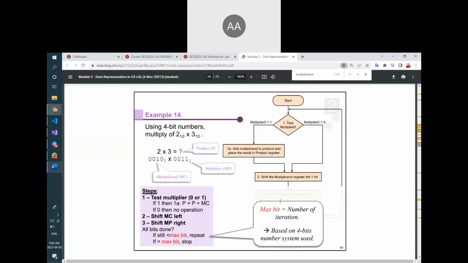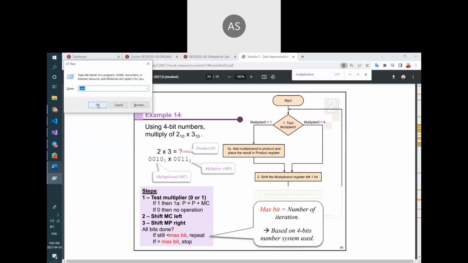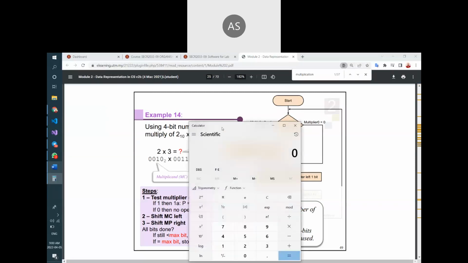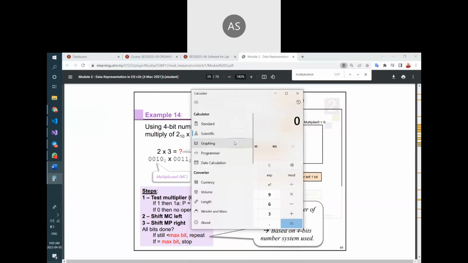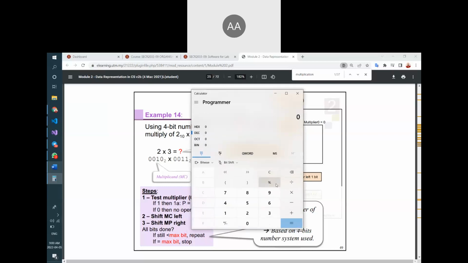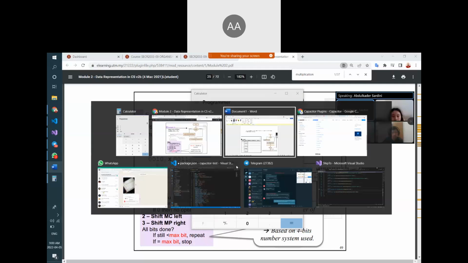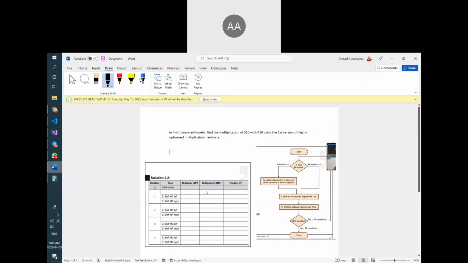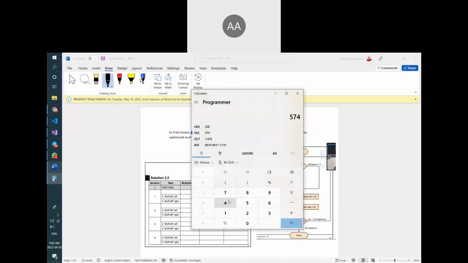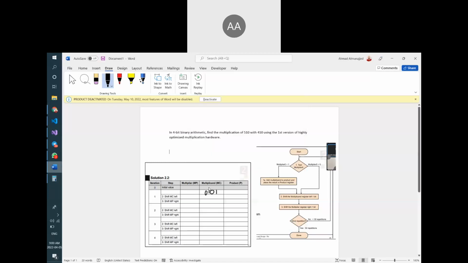Here's a tip: you can do that with the Windows calculator. Convert it to programmer mode. Yeah, and you can write the number that you want. There's the binary value 0101. Great, thanks. 0101. And the other one is 4, which is 0100.